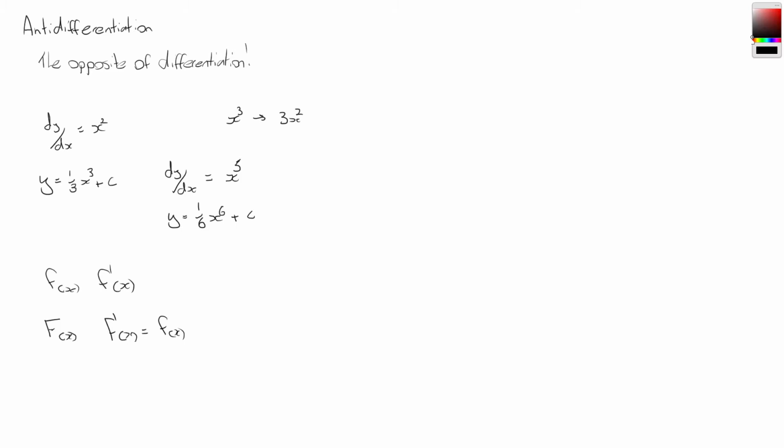Alright, let's look at another example. And I'm going to pull one which is 1 over the square root of x. So we know that dy dx is just equal to 1 over the square root of x. This could also be rewritten as x to the power of minus a half.